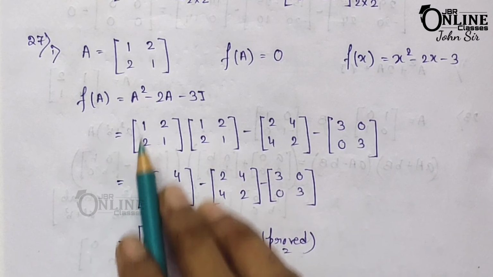Okay, so now 5 minus 2 minus 3, that equal to 0. 4 minus 4 minus 0, that equal to 0. 4 minus 4 minus 0, 0. 5 minus 2 minus 3, 0. So that equal to 0. So it's proved f(A) equal to 0. For the second one, I hope you can solve it.